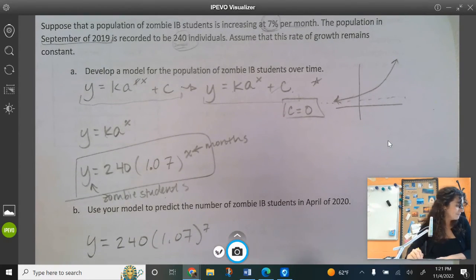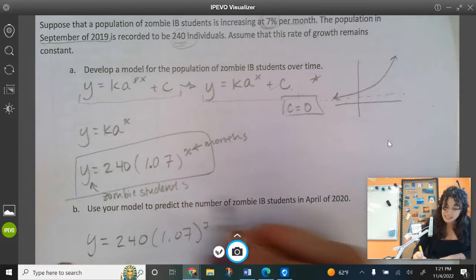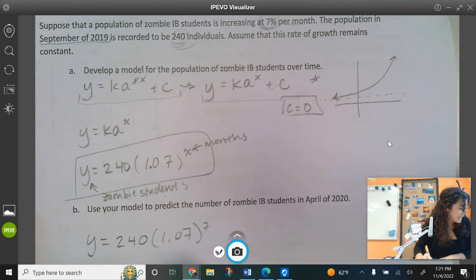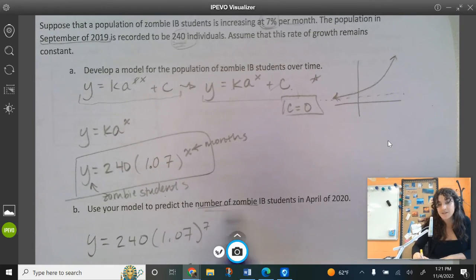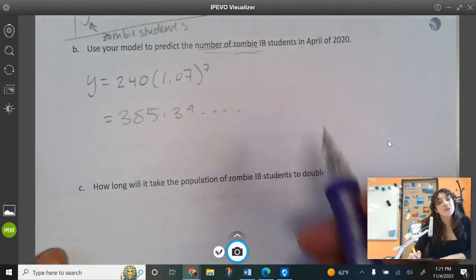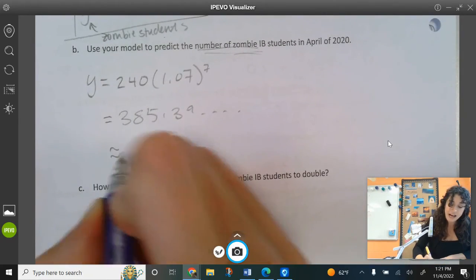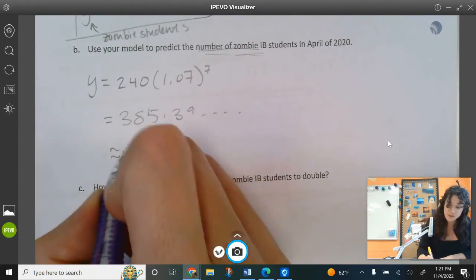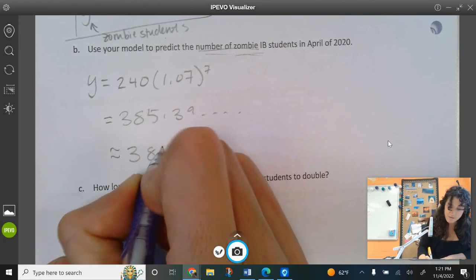So we go ahead and plug in 7 up there, and we get 385.39. And if it says the number of zombie students, we have to realize, even though they're zombies, we could maybe potentially have half of a zombie person. We will say 385 students.